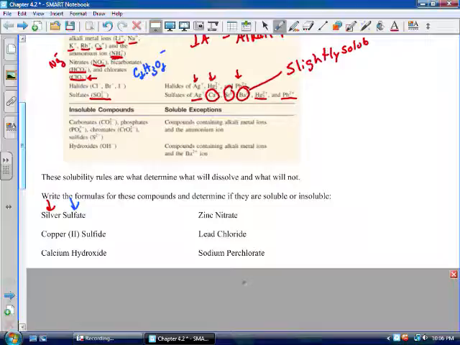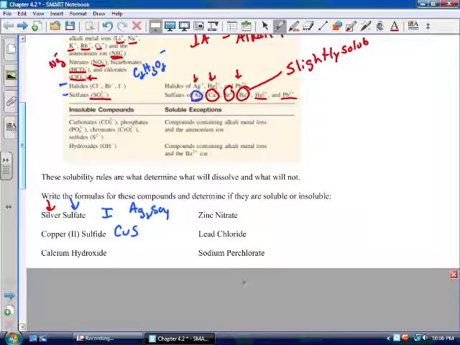Is the second part a halide? No, it's not. So we move on to the final test. Is the second part sulfate? Yes, it is sulfate. However, is it one of these? It is. Therefore, we say it is insoluble. All right, so that is an insoluble compound. Let's go to the next example. Copper 2 sulfide. Copper 2 sulfide is CuS. Copper's plus 2, sulfide's S minus 2, so it's CuS. And silver sulfate was Ag2SO4. I skipped that part.